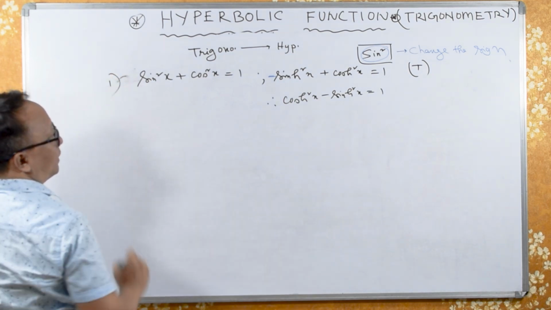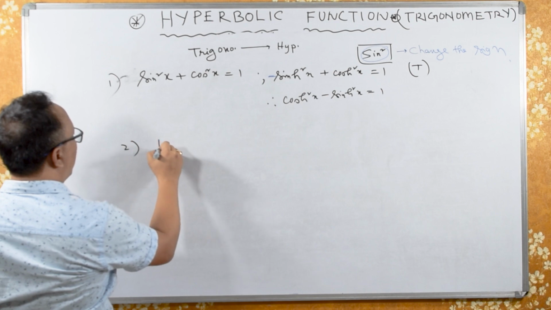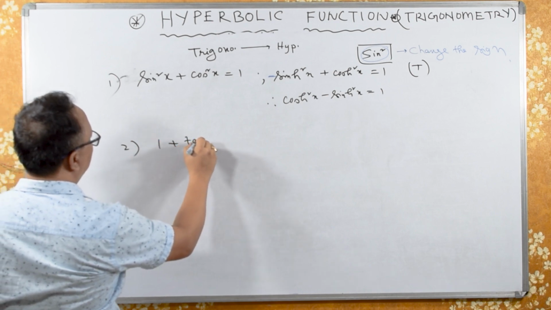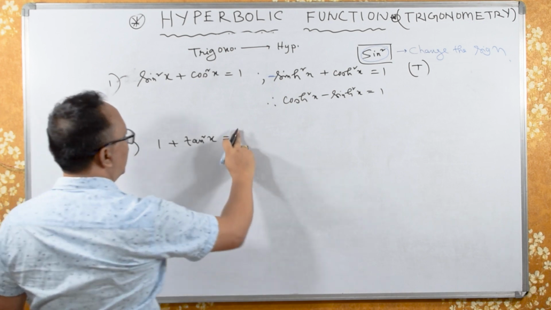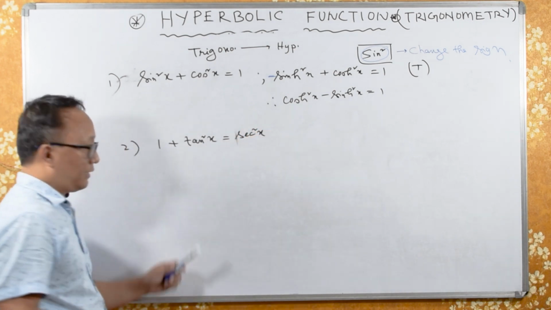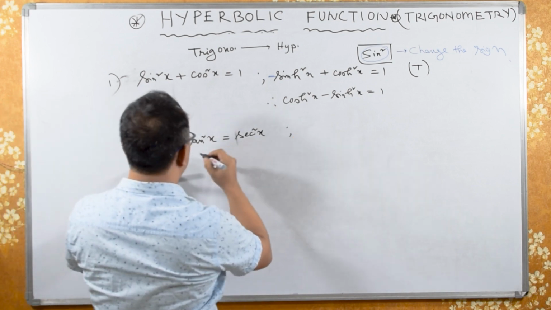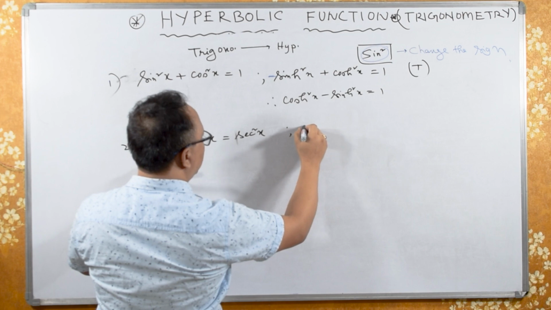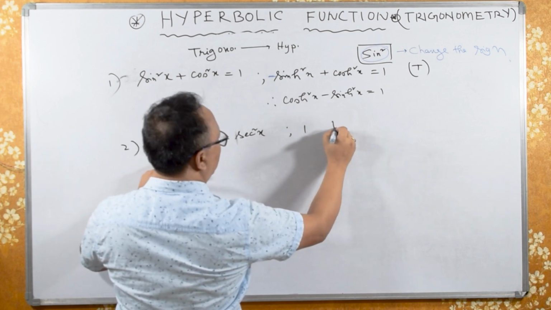This is the first formula. The second standard formula is 1 plus tan square x equals sec square x. Here you write the constant term as it is, 1. You keep a blank.